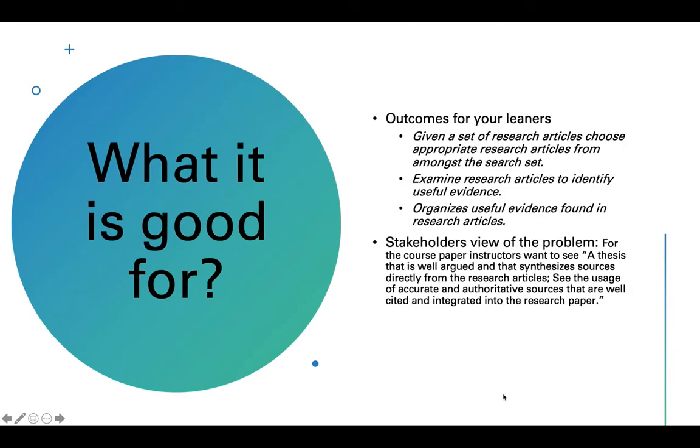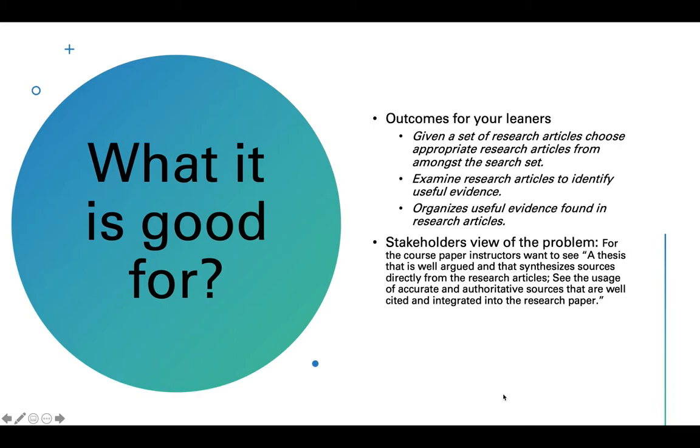So to do that, we developed 3 learning outcomes. First, we wanted our students to choose from a set of research articles the ones they were actually going to use. And then we wanted them to identify the useful evidence in these articles and then organize that evidence into a comprehensive argument for their paper.